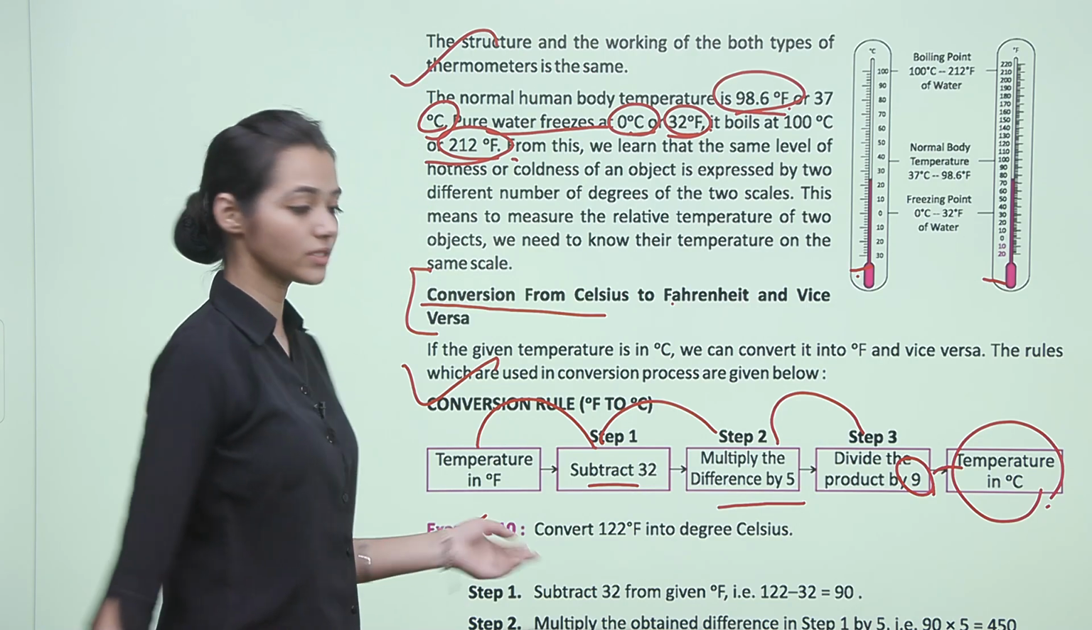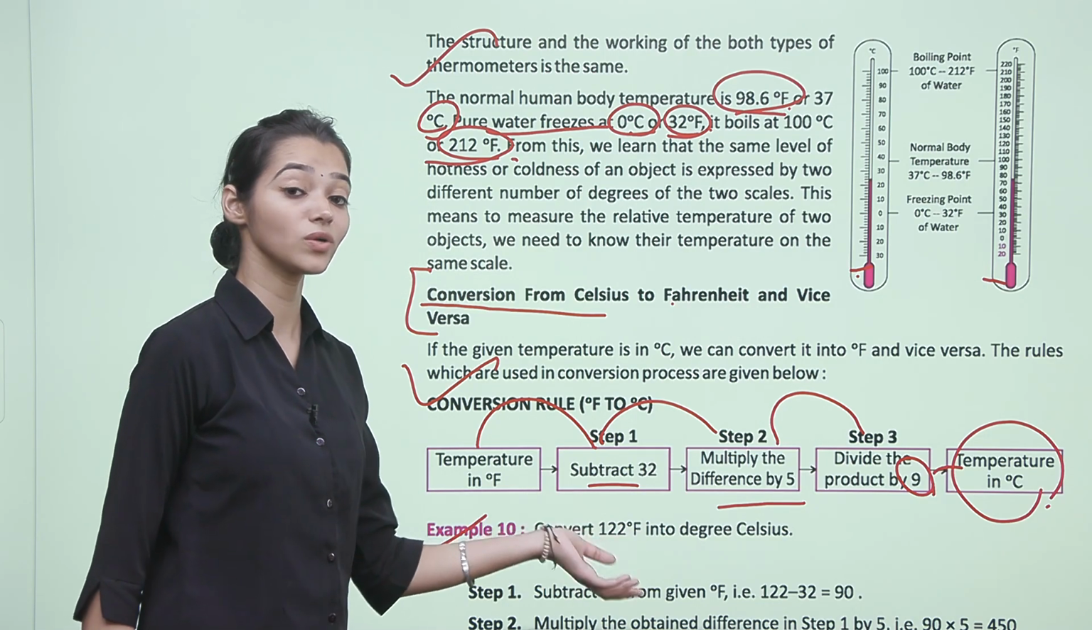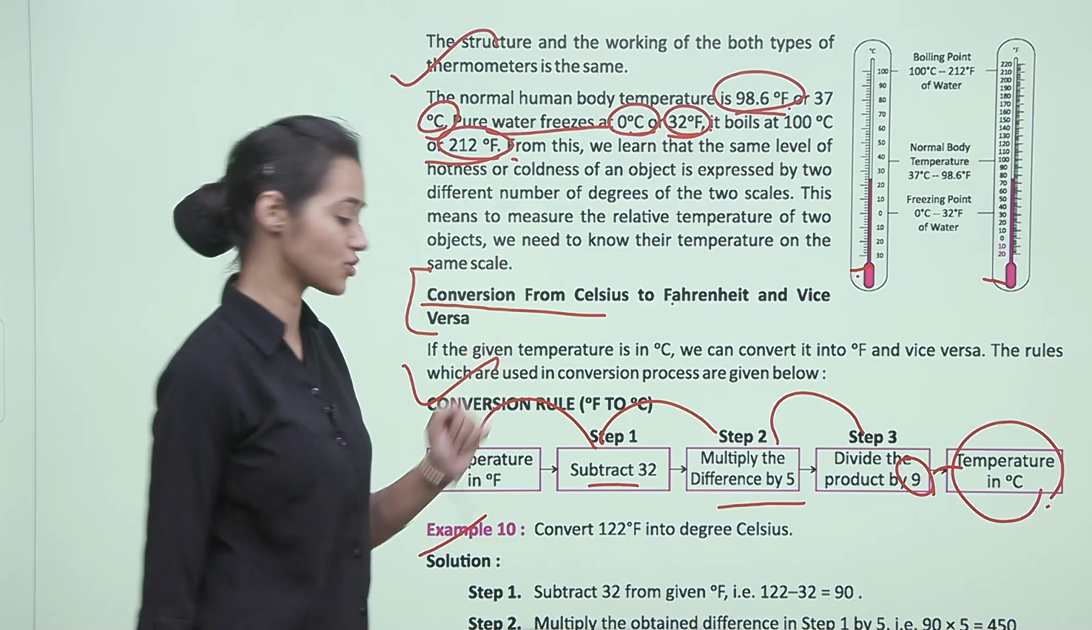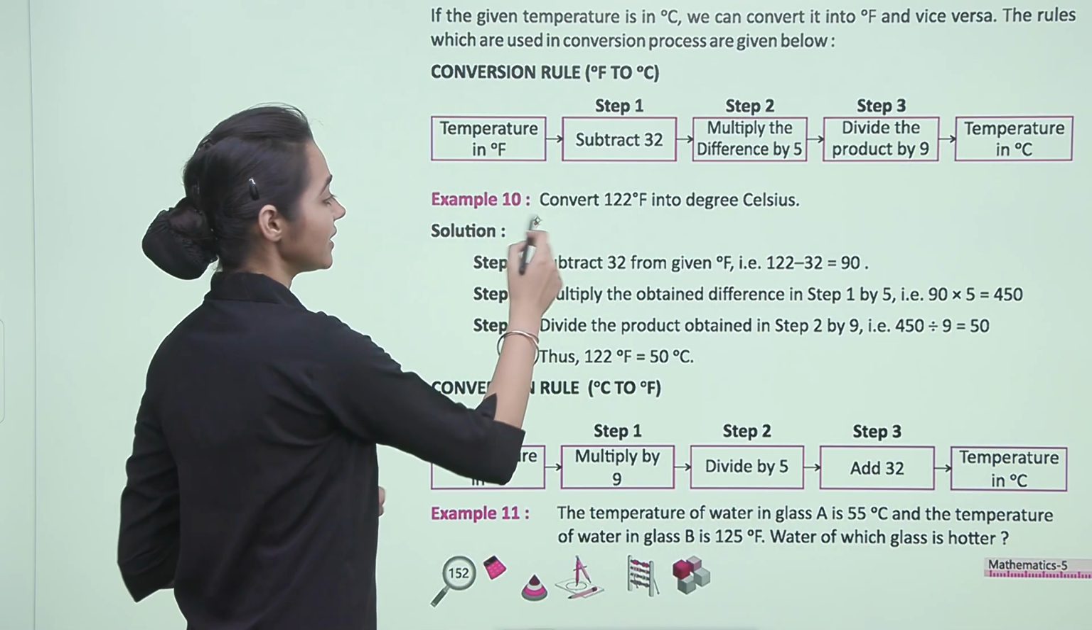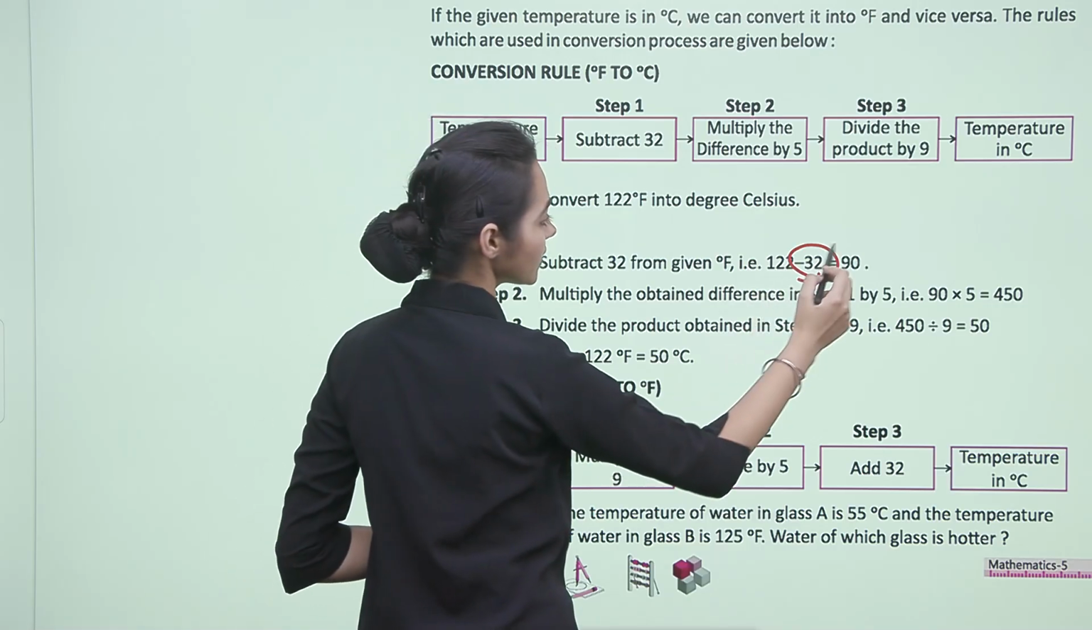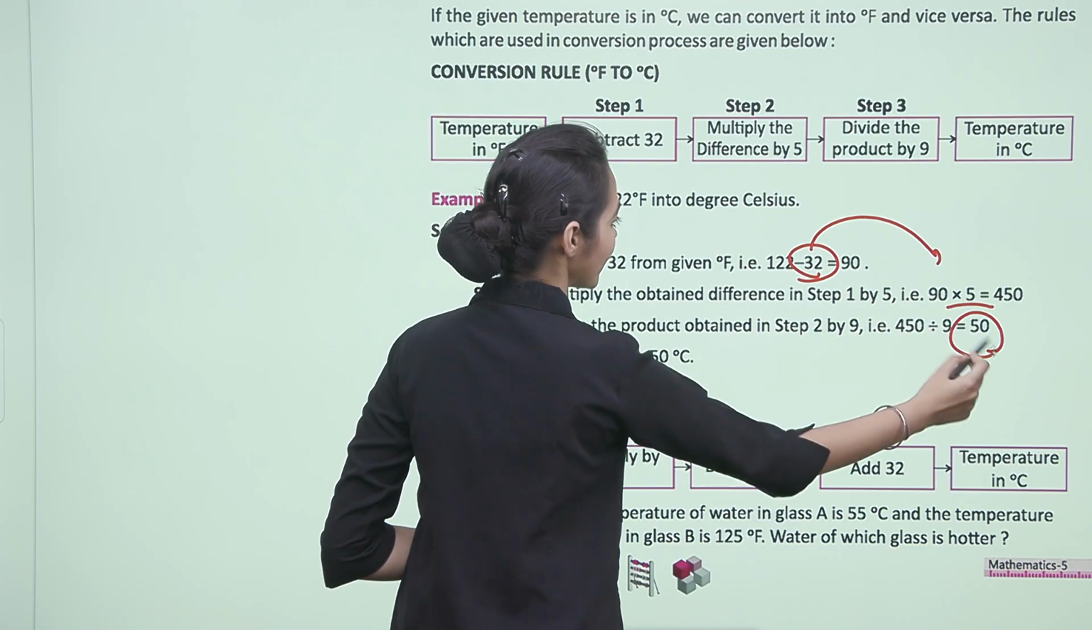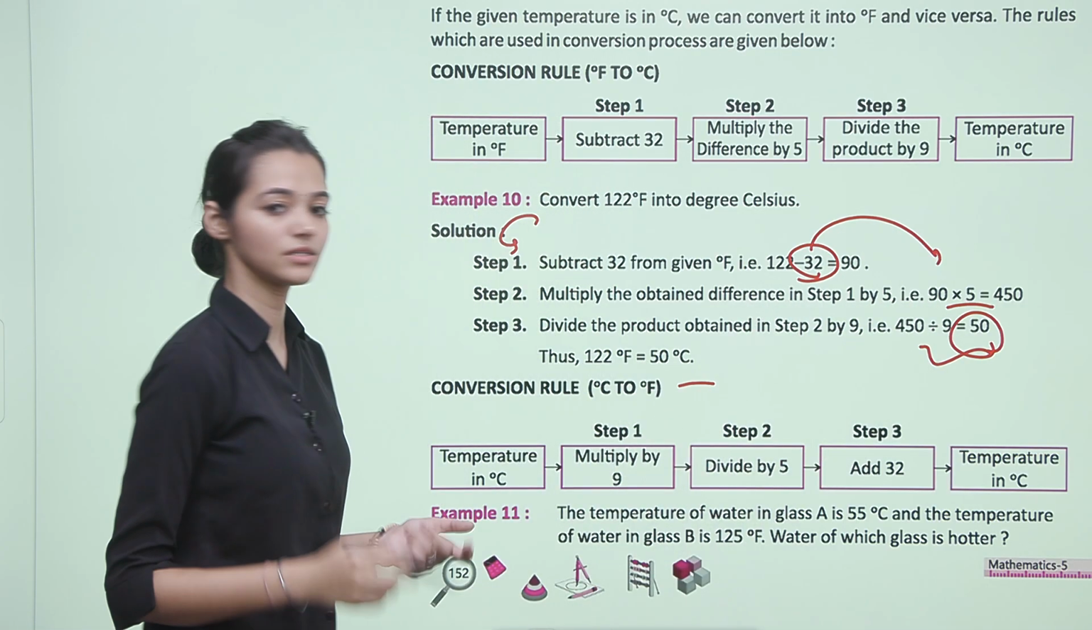Now let's understand it better with the help of an example. We have to convert 122 degrees Fahrenheit to degrees Celsius. For converting it to degree Celsius, we subtract 32, multiply by 5 and divide by 9. So 50 degrees Celsius is the correct answer.